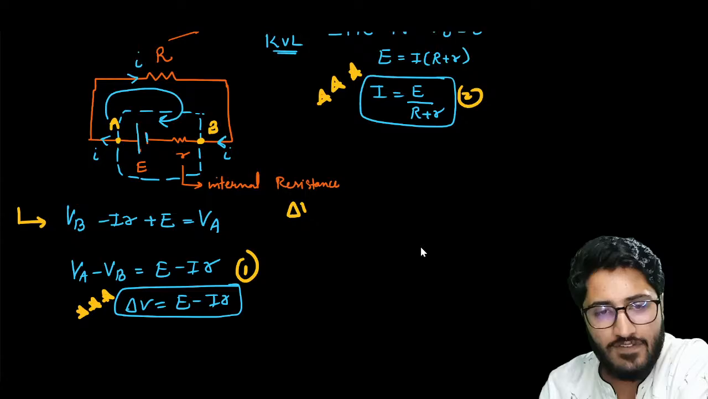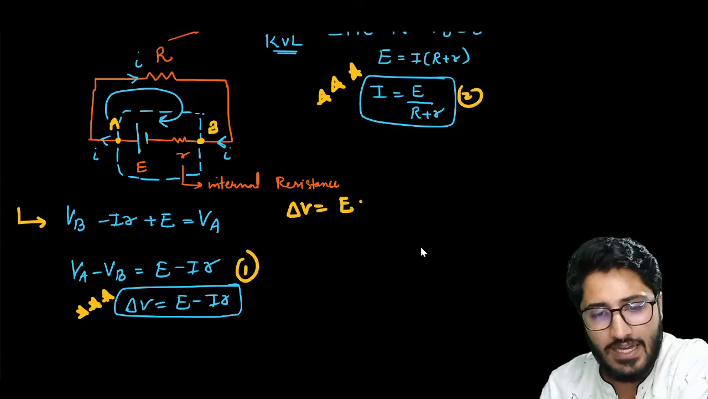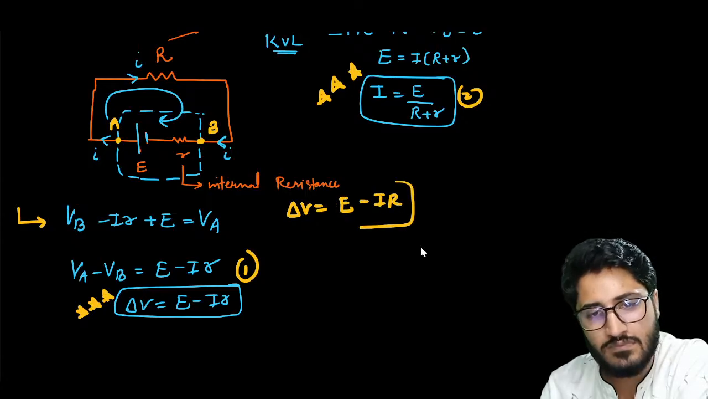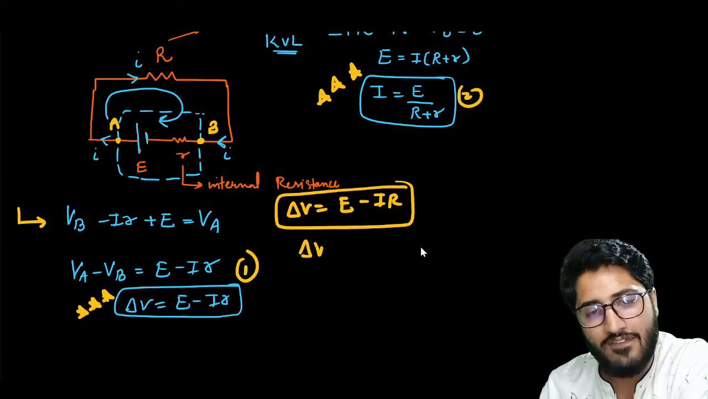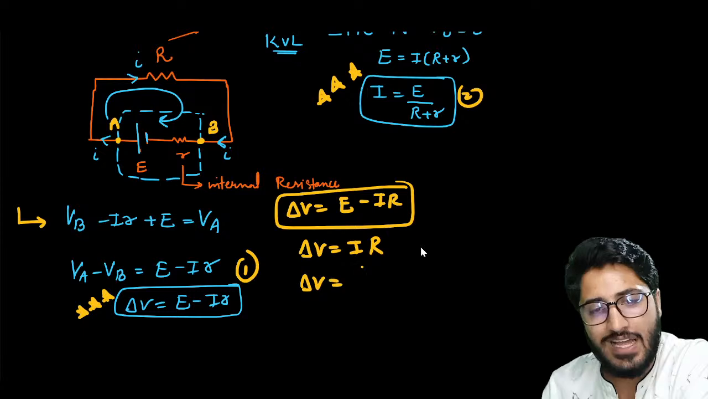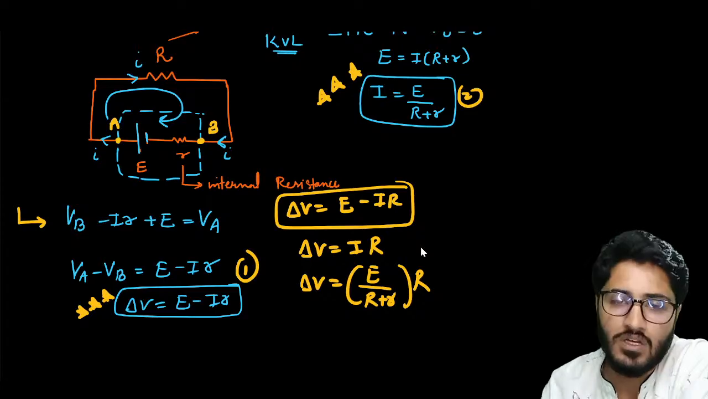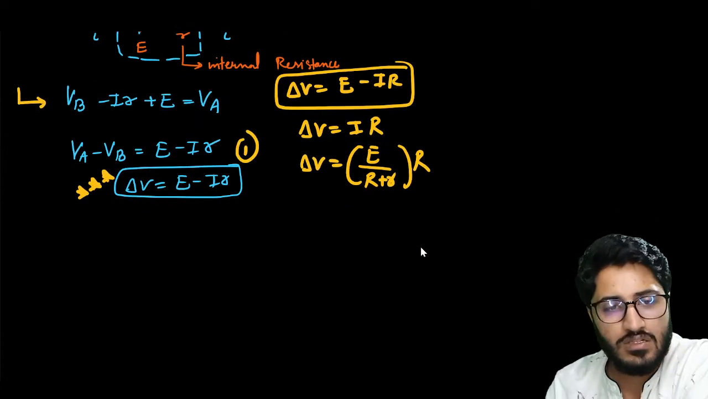Delta V equals E minus Ir, and delta V equals IR. What is I? I is E divided by R plus r into R. Done? So look now. So can I write now?